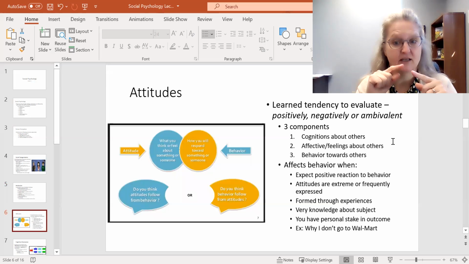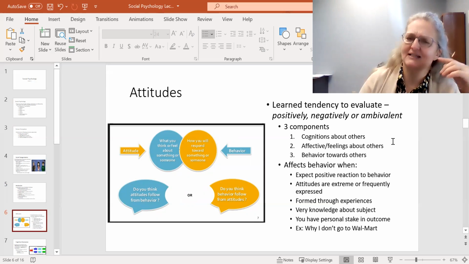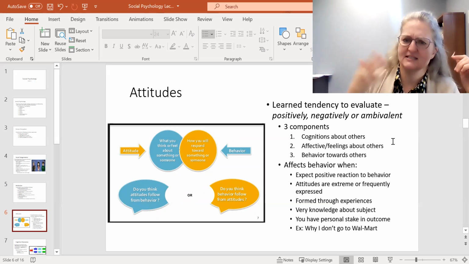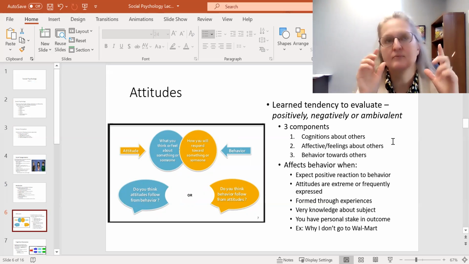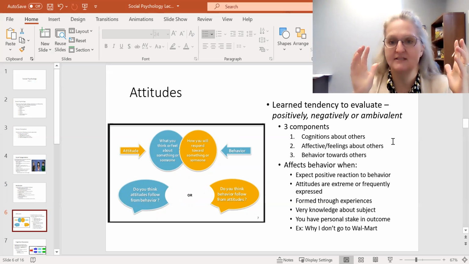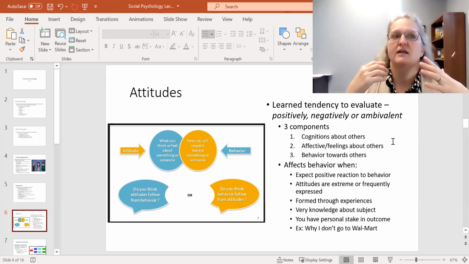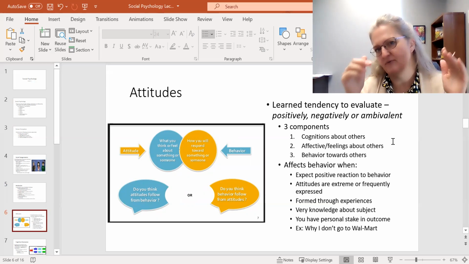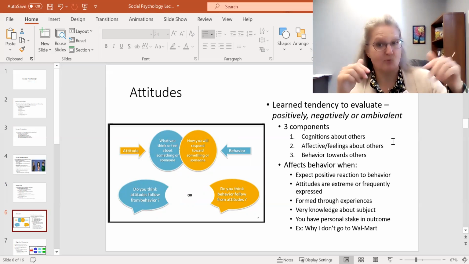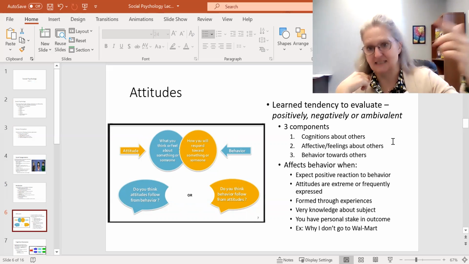Another is if the belief is very extreme or frequently expressed. So if I say this a lot, or if I think this a lot, I'm more likely to continue to think it, right? If I have come to my belief based on something that I have experienced, if I've lived it, I'm going to express it more. If I know a lot about it, or if the belief that I have will be affected, if my life will be affected by more people acting in a certain way.